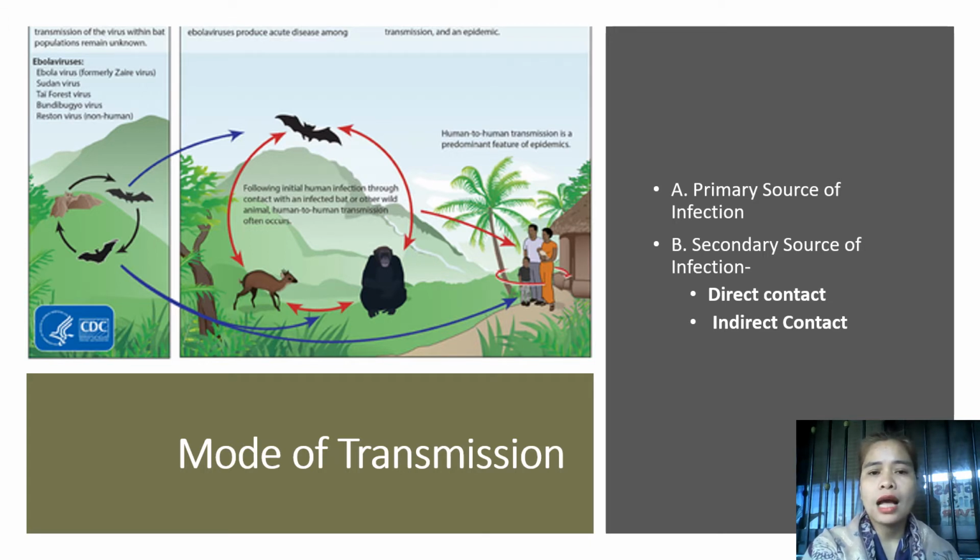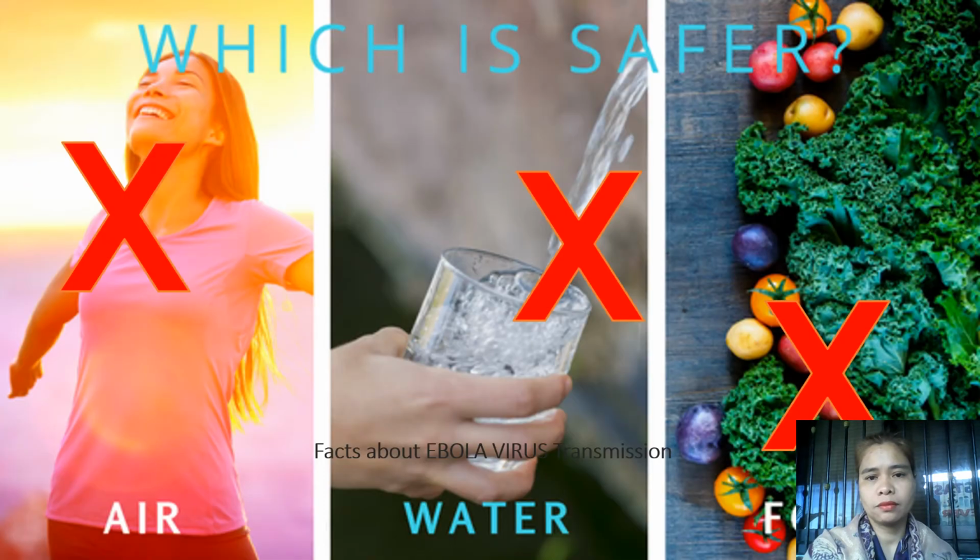Ebola cannot be transmitted through air, so it's not airborne. It cannot be transmitted through water. It cannot be transmitted through food. So remember all those things: you cannot get it by air, water, or food.